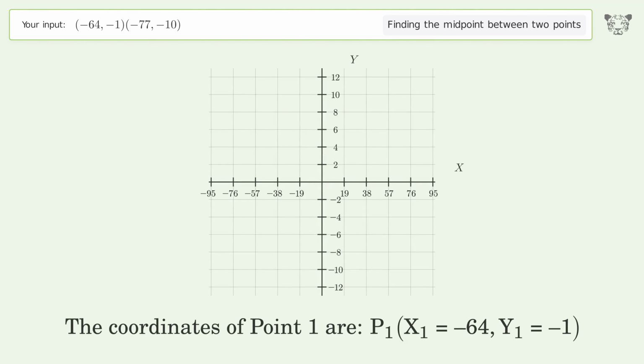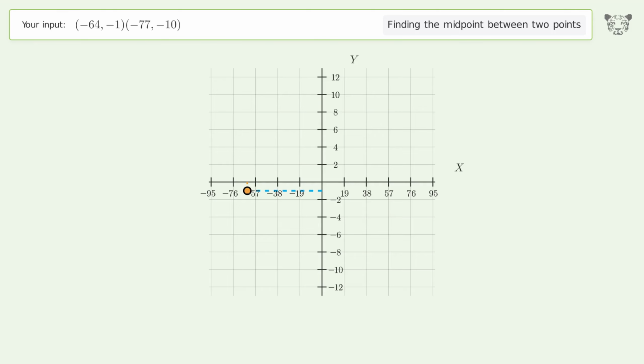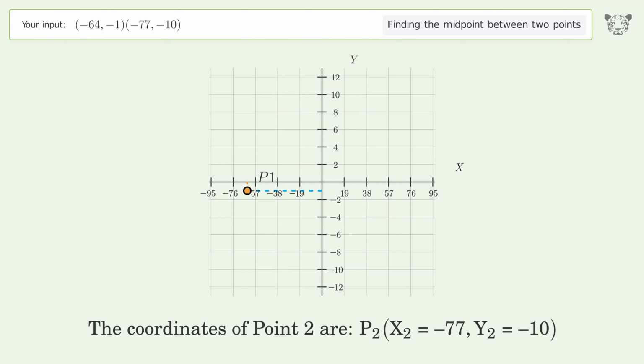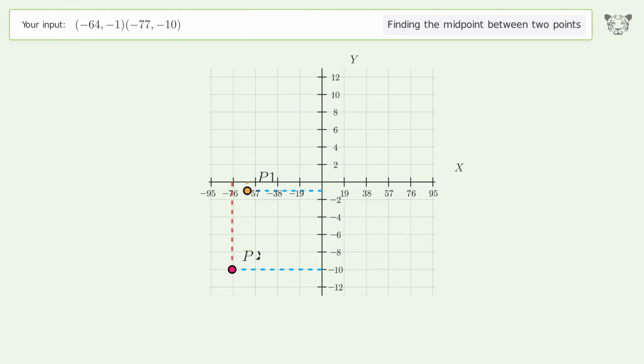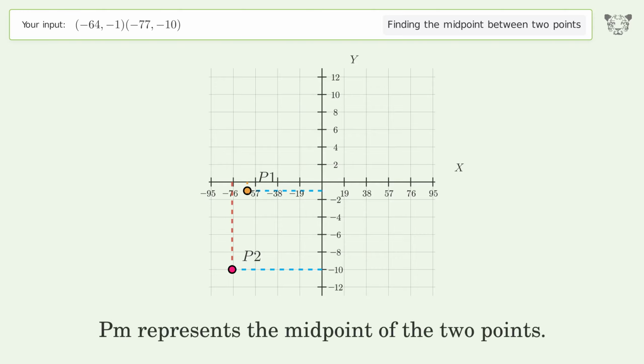The coordinates of point 1 are, x1 equals -64, y1 equals -1. The coordinates of point 2 are, x2 equals -77, y2 equals -10. PM represents the midpoint of the 2 points.